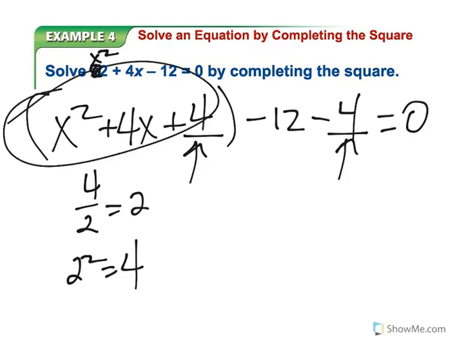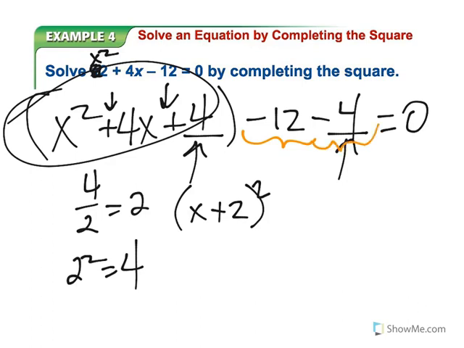I am now going to factor this and make it a perfect square. We get x and 2 squared, and let's look at our signs. We see that we have our positives, so that needs to be a positive on the inside. Now we have negative 12 minus 4, which is negative 16, is equal to 0.